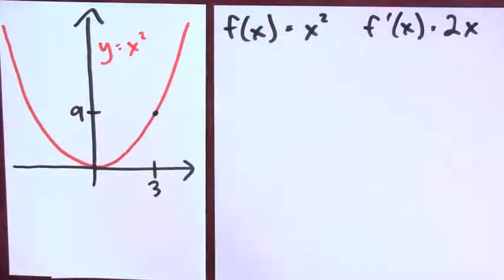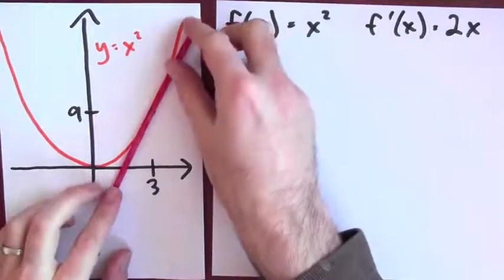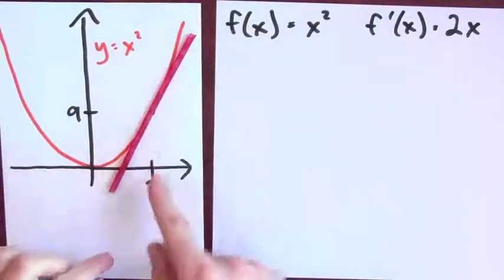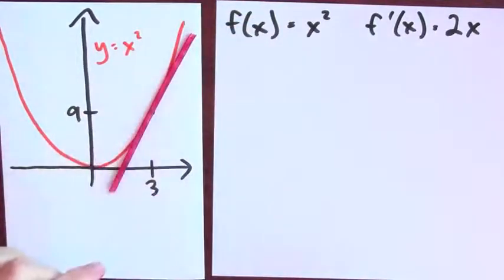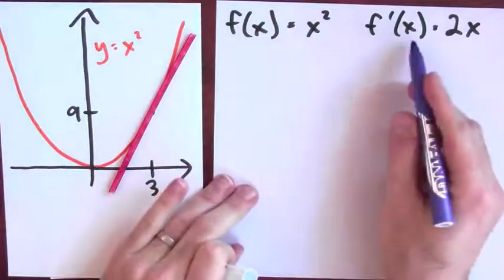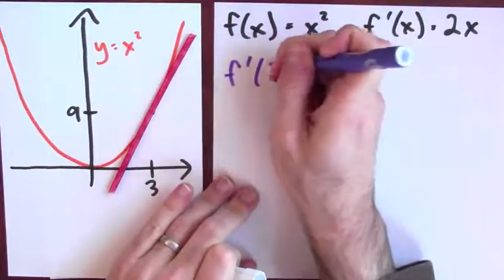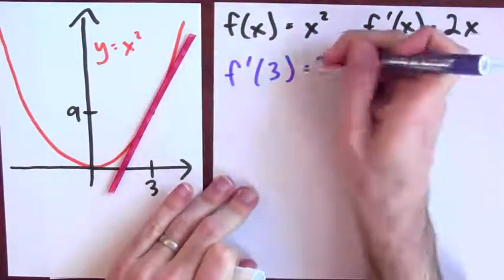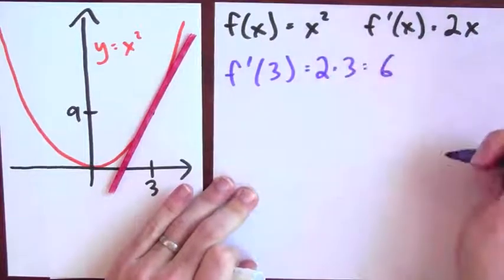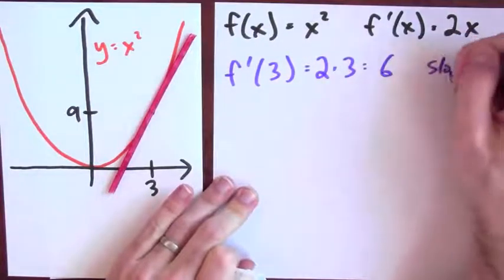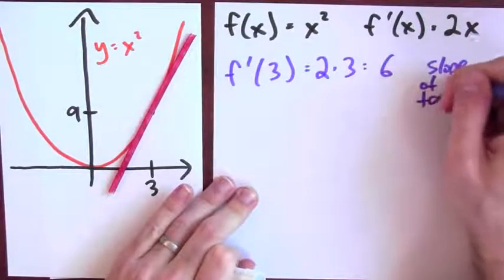Let's find the equation of the tangent line in a concrete example. Here's a graph of y equals x squared. Let's figure out the equation of the tangent line to that graph at the point (3, 9). So to do that, we're going to use the derivative. And I know that the derivative of x squared is 2x. So the slope of the tangent line at the point 3 is 2 times 3, which is 6. And that's the slope of the tangent line.